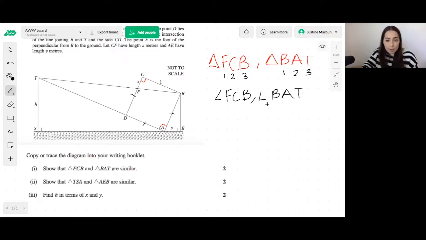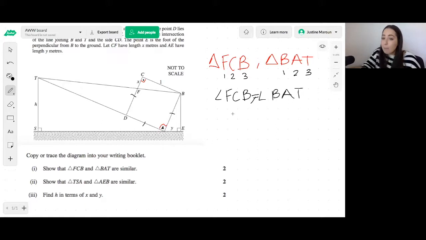So you go back to your diagram and you look for FCB, which is this one over here in red, and BAT is also this one in red. And what you realize is they are in fact equal, because they're both 90 degrees, both angles in the square. So these are in fact equal. So we've done the 1, 2, 3 pattern.